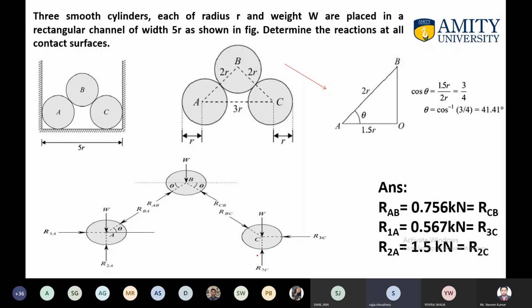Sir, what's the value of W? Weights are same, take it weight W. We need to tell the answer in terms of W, sir. Yeah, in terms of W.